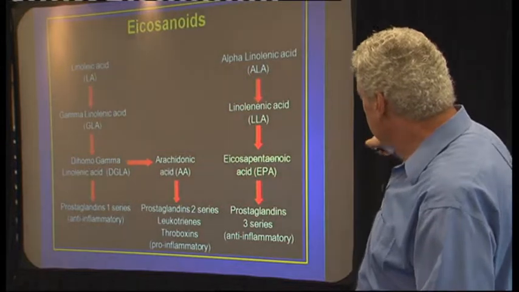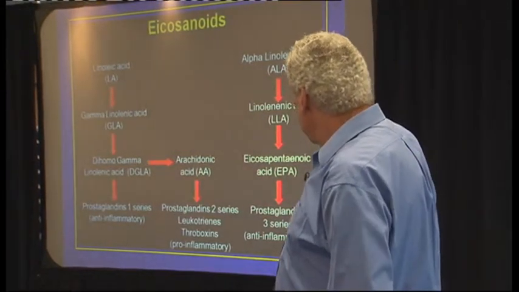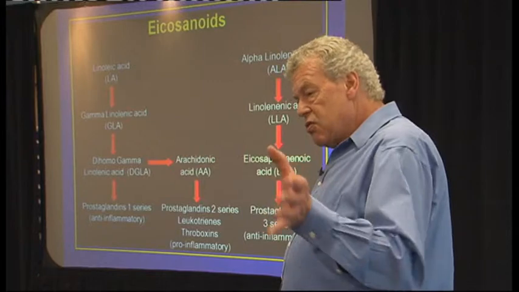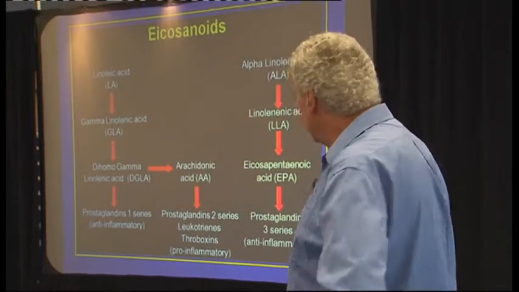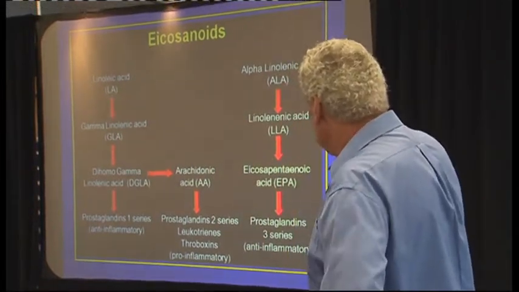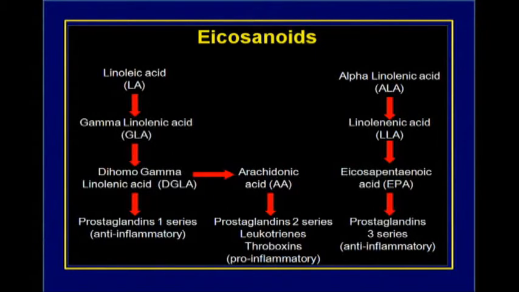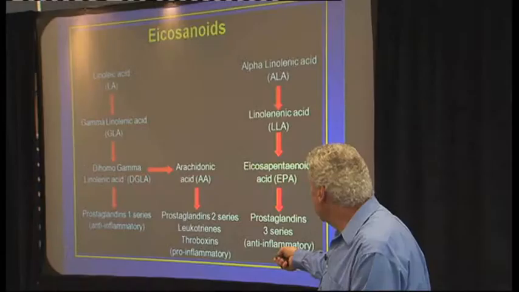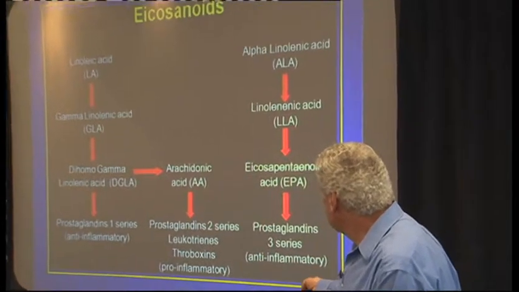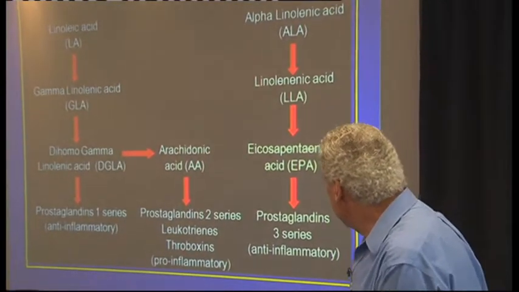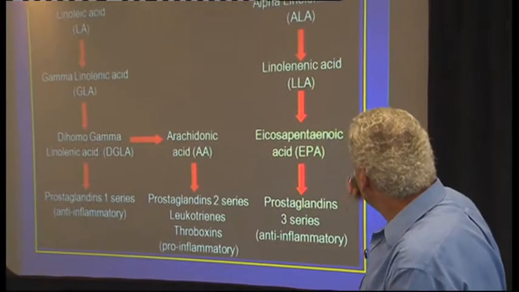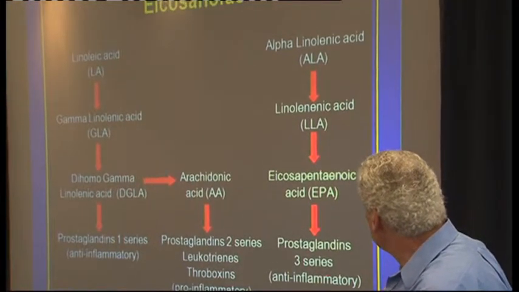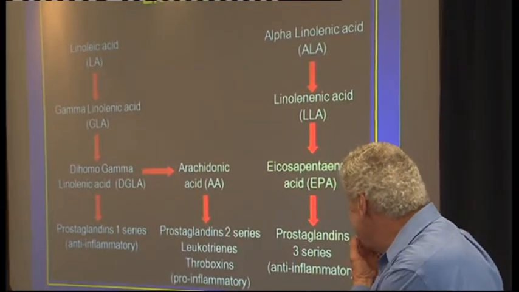On the omega-6 side, we make gamma-linolenic acid, which is rich in evening primrose, borage and blackcurrant seed, then dihomogammalinolenic acid, and on to prostaglandins 1, which is anti-inflammatory. Arachidonic acid can be made from dihomo, and this leads on to prostaglandins 2, which is pro-inflammatory. And the omega-3 oils make prostaglandins 3, which is again anti-inflammatory.